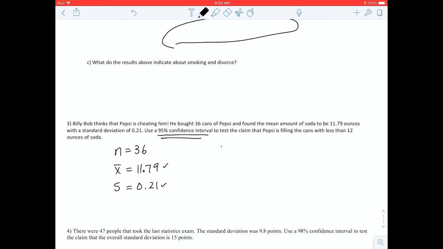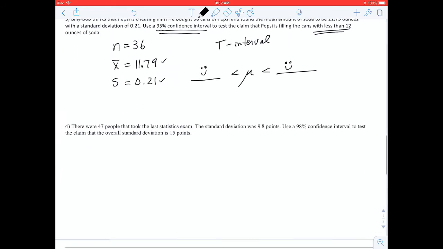So then you could use the t interval, enter this information, and you'll get the two numbers for the confidence interval. And then at the end, answer the question, is Pepsi filling them with less than 12? So if both of these numbers are less than 12, I would say yes. If they're above 12, no. And if there's a split, then you could say we can't conclude because one side is less than 12 and the other side is greater than 12.